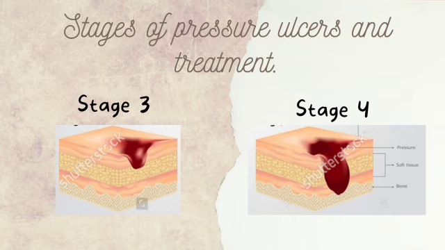As for the treatment, people with stage 4 pressure ulcers need to be taken to the hospital immediately. The doctor will likely recommend surgery.